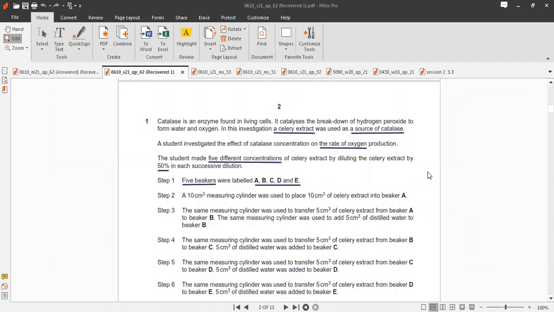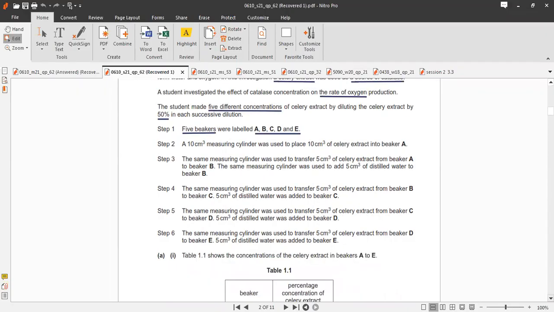Step 4. The same measuring cylinder was used to transfer 5 cubic centimeter of celery extract from beaker B to beaker C. 5 cubic centimeter of distilled water was added to beaker C. Step 5. The same measuring cylinder was used to transfer 5 cubic centimeter of celery extract from beaker C to beaker D. 5 cubic centimeter of distilled water was added to beaker D. Step 6. The same was done from beaker D to beaker E, with 5 cubic centimeter of distilled water added to beaker E.